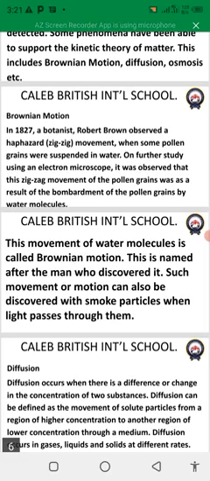So this movement of water molecules is called Brownian motion. This is named after the man who discovered it. Such movement or motion can also be discovered with smoke particles when light passes through them.